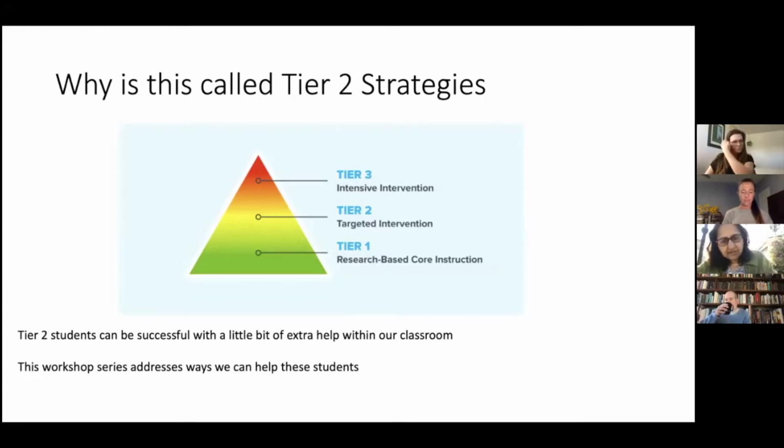And then the tier 3 students are the ones that need a lot of extra help and might need a support class or extra tutoring or some other kinds of supports. So the focus is on the tier 2 students that, with a little bit of help within your class, will be okay.